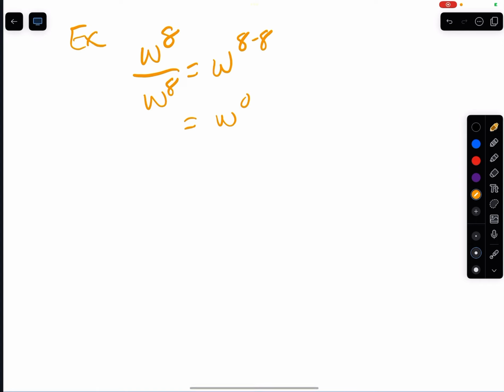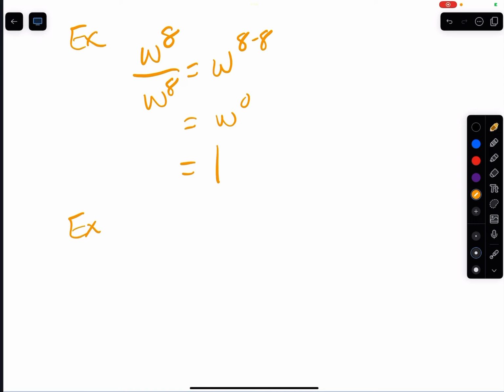So let's do an example. What if we have w to the 8 power over w to the 8 power? Well, using the quotient rule, that's the same as w to the 8 minus 8, which is w to the 0 power. Using the 0 exponent rule of exponents, we know that's equal to 1. Let's try one more example.